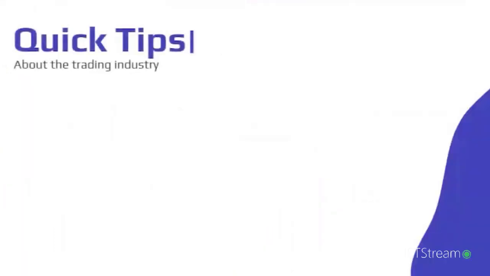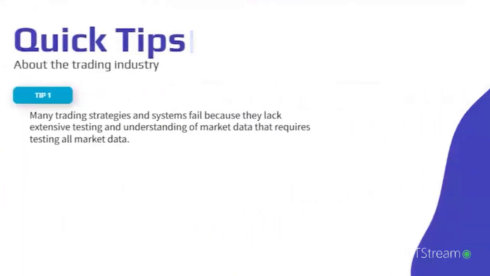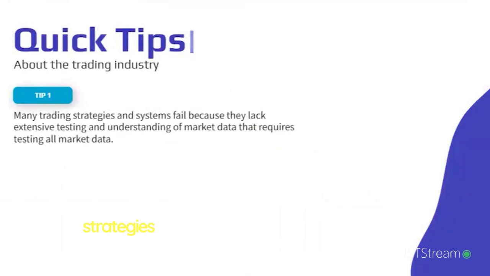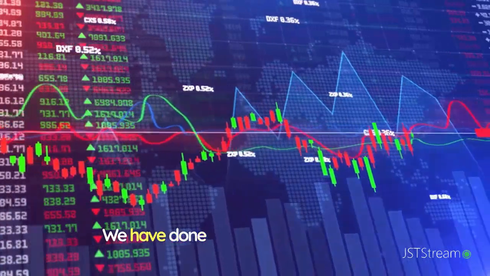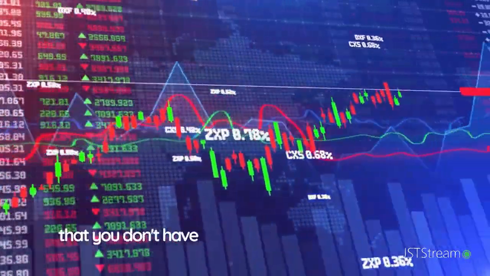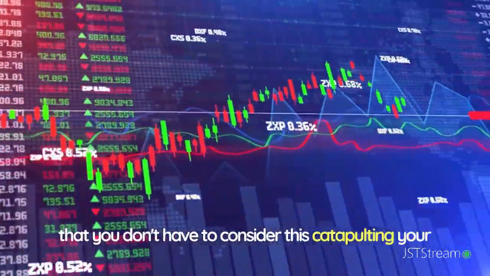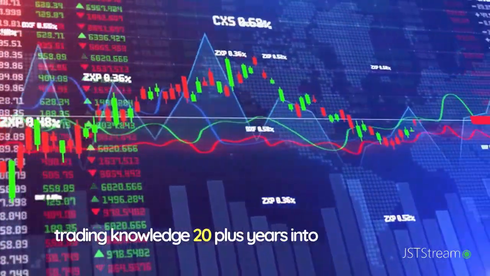Quick tips about the trading industry. Many trading strategies and systems fail because they lack extensive testing and understanding of market data that requires testing all market data. It takes at least 5 years of market data to verify the viability of a trading system and then testing it across all other markets and time frames to verify if it will withstand the tests of time. We have done this hard work for you so that you don't have to. Consider this catapulting your trading knowledge 20-plus years into the future.